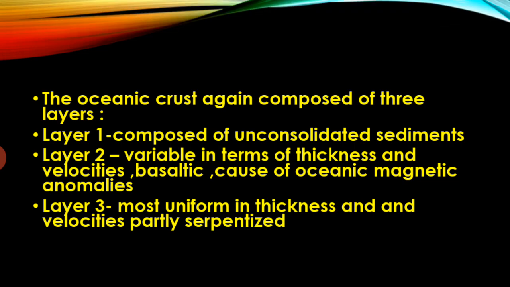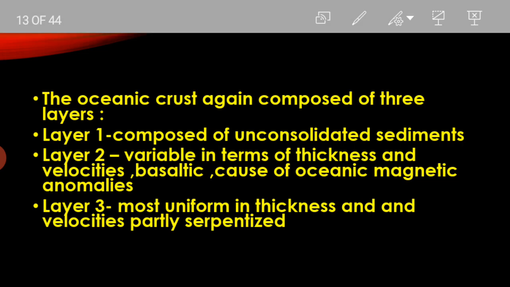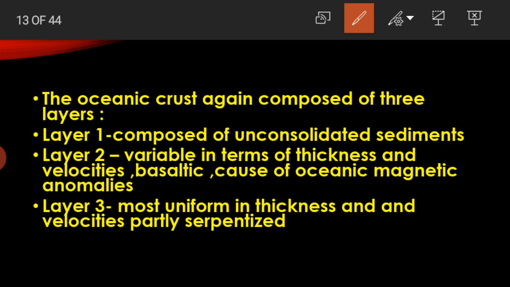See here some information. The oceanic crust is again composed of three layers. Layer 1 is composed of unconsolidated sediments. Layer 2 is variable in terms of thickness and velocities, basaltic, and the cause of oceanic magnetic anomalies. Layer 3 is mostly uniform in thickness and velocities, partly serpentinized.